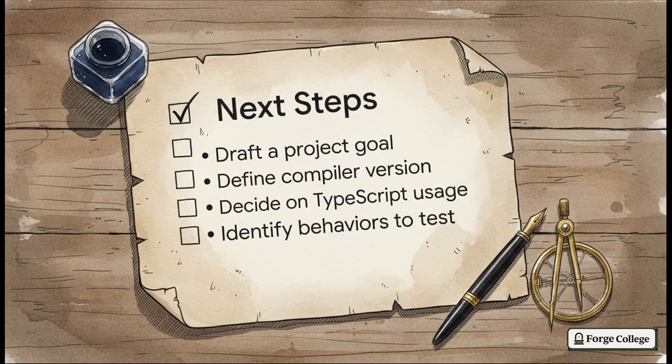So, as we wrap up this explainer, I've got a little bit of concrete homework for you to tackle before you actually go install the software. First, sit down and draft your own one-paragraph project goal. Second, explicitly define which Solidity compiler version you're pinning. Third, make the final call on the whole JavaScript versus TypeScript debate for your repo. And fourth, clearly identify the primary contract behaviors that you need to test.